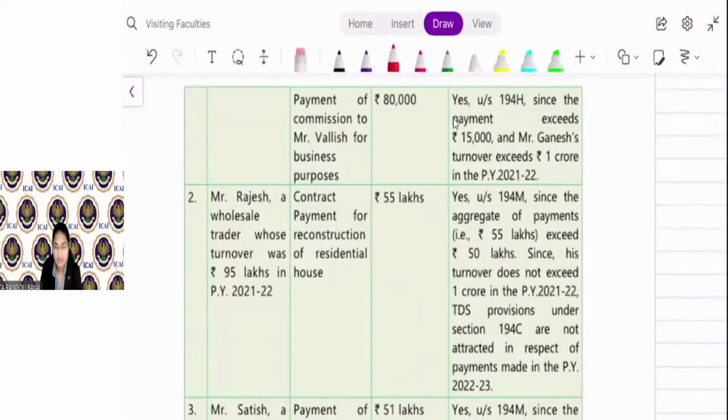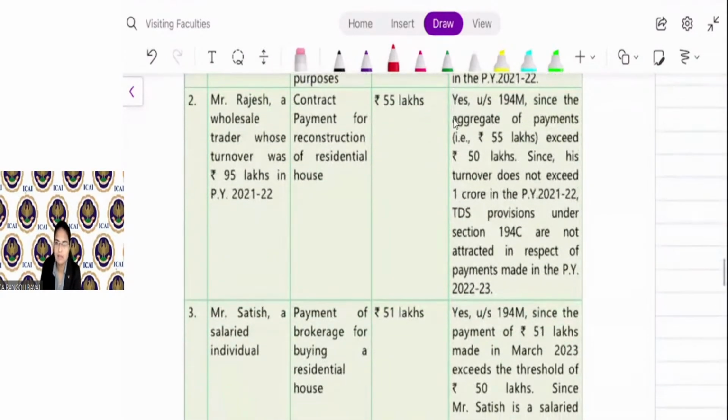Okay. Under 194M, it is not given that if the service is obtained for personal purpose, then the section is not applicable. So even if it is for personal purpose, 194M is applicable. Yes, TDS is deducted. Under which section? 194M, since the aggregate of payment, that is 55 lakh, exceeds 50 lakh. Since his turnover does not exceed 1 crore in previous year 21-22, TDS provisions under section 194C are not attracted in respect of payment made in previous year 22-23.